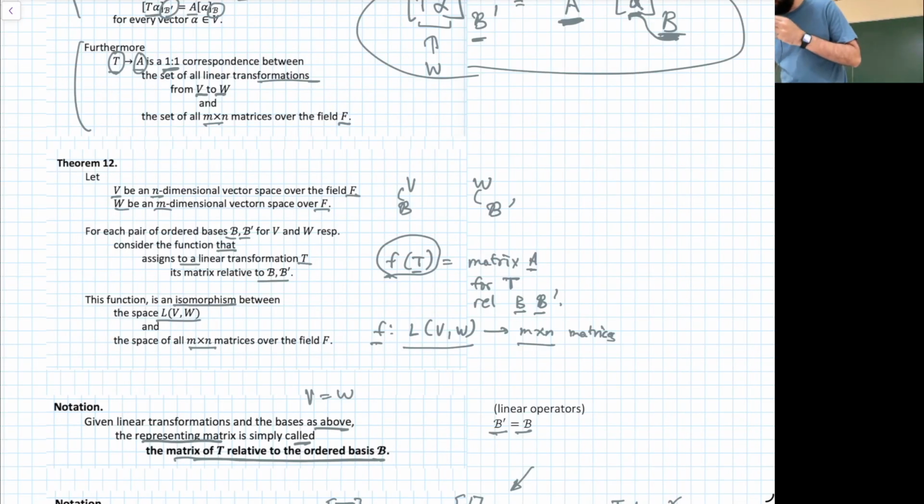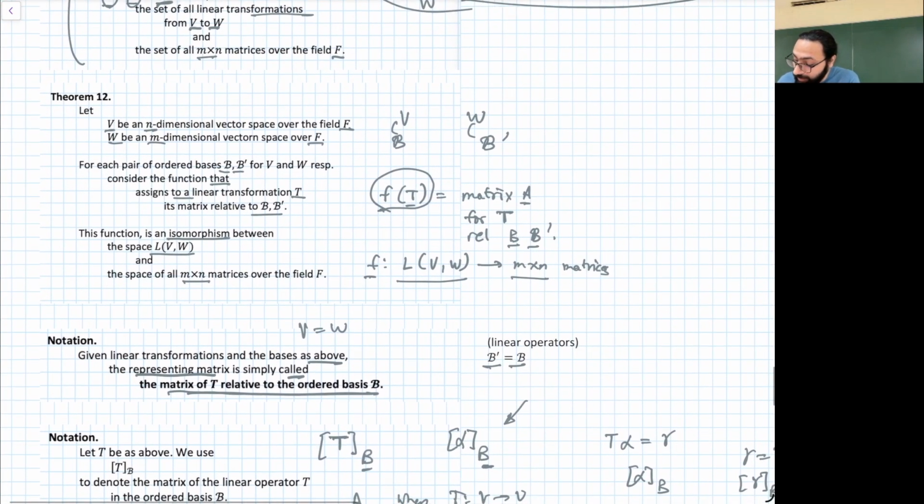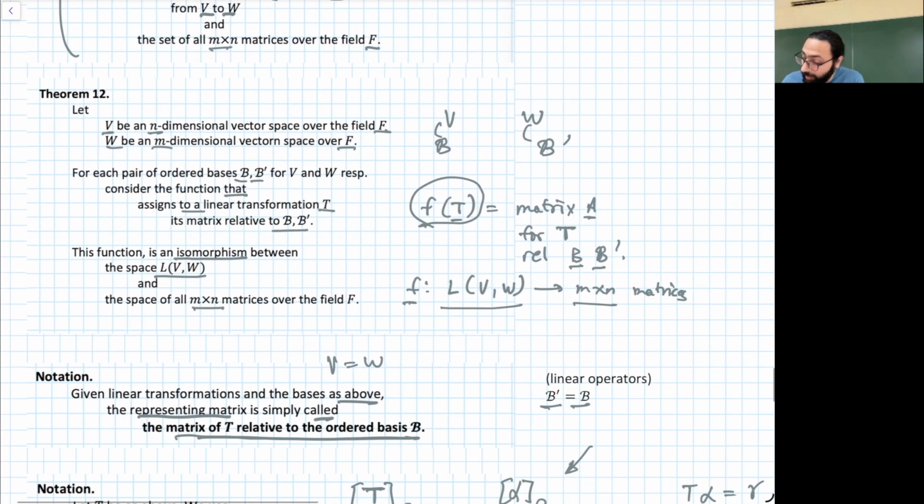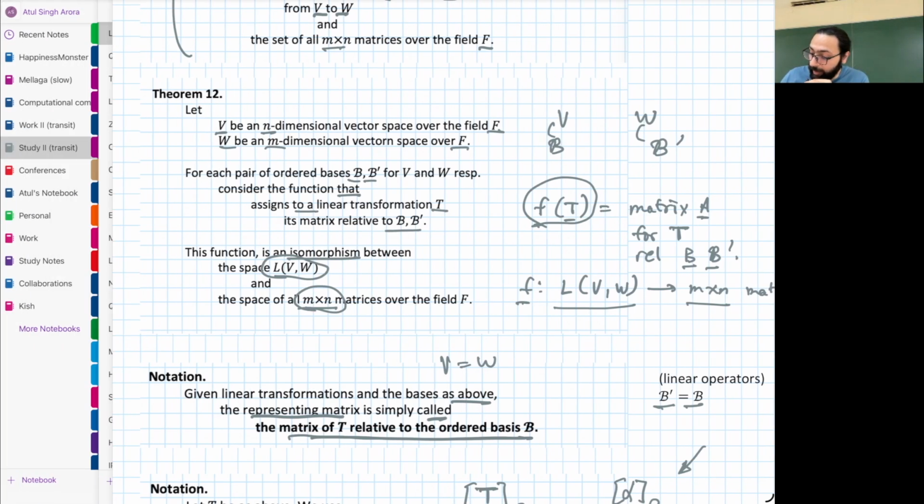Okay. So we looked at theorem 12, right? Theorem 12 was reminding us that there is a very strong mapping between the set of linear operators from V to W and the set of all M cross N matrices. This was theorem 12.